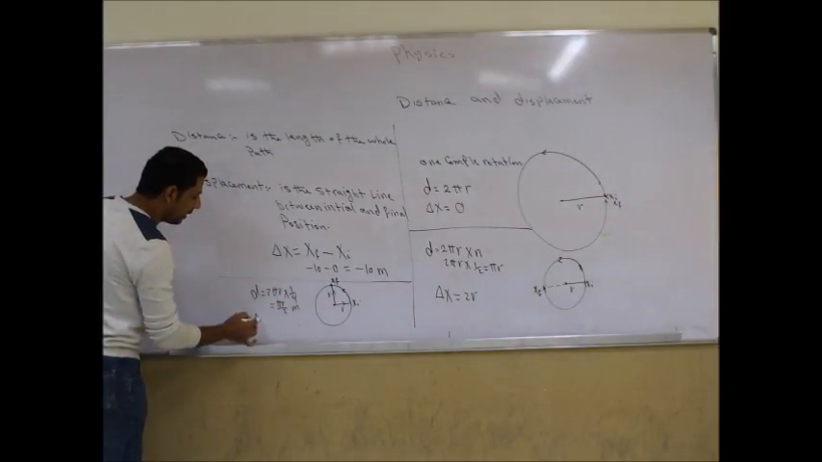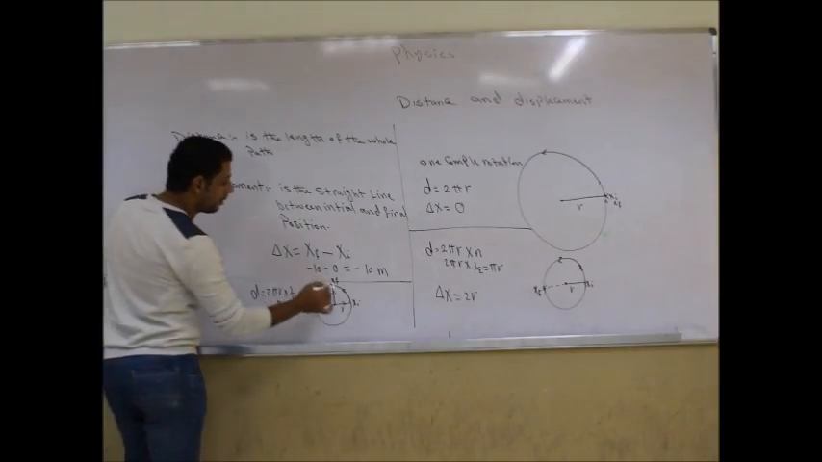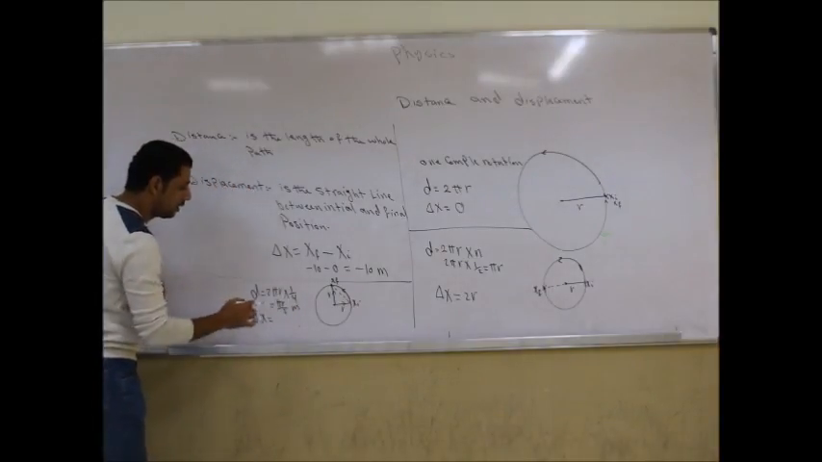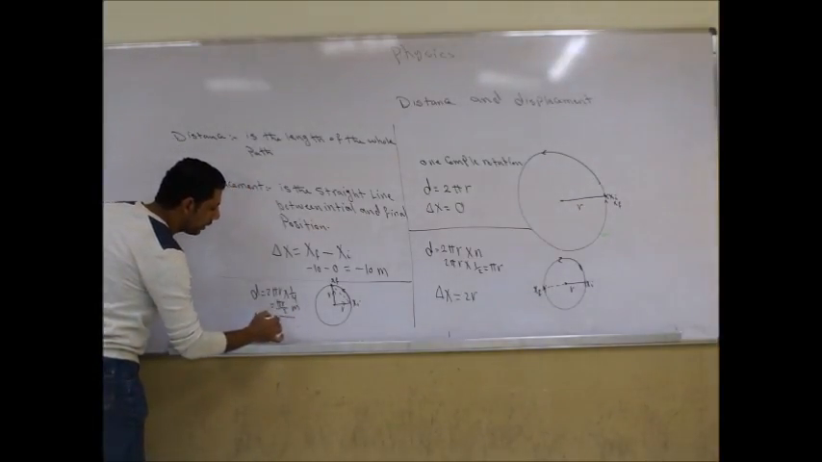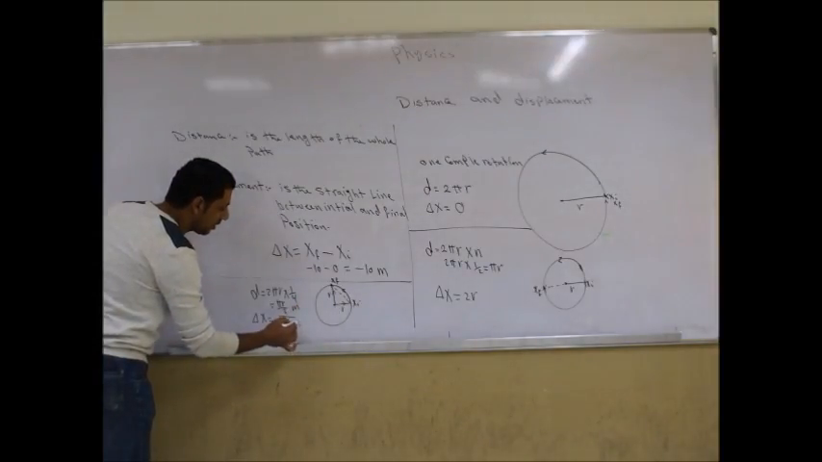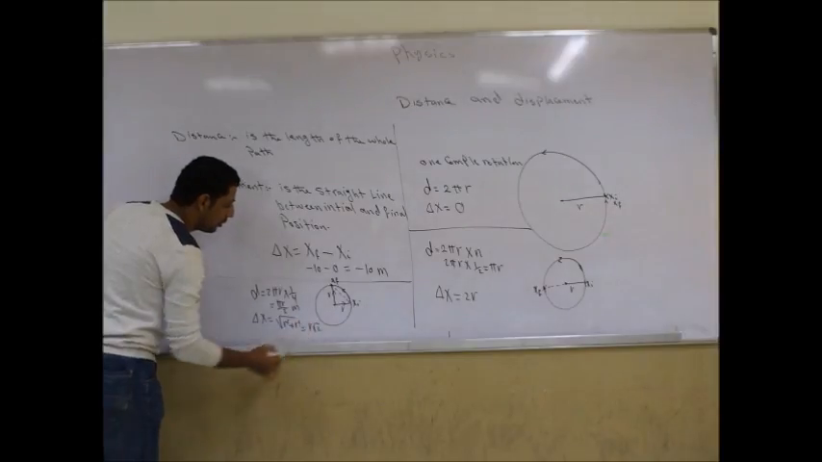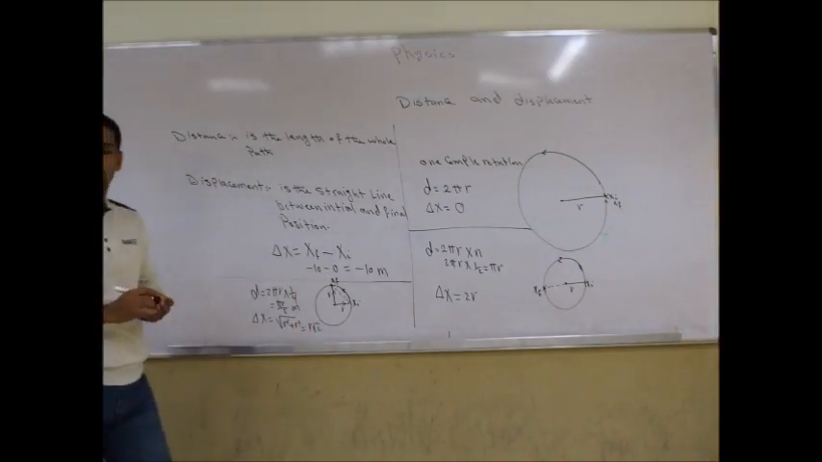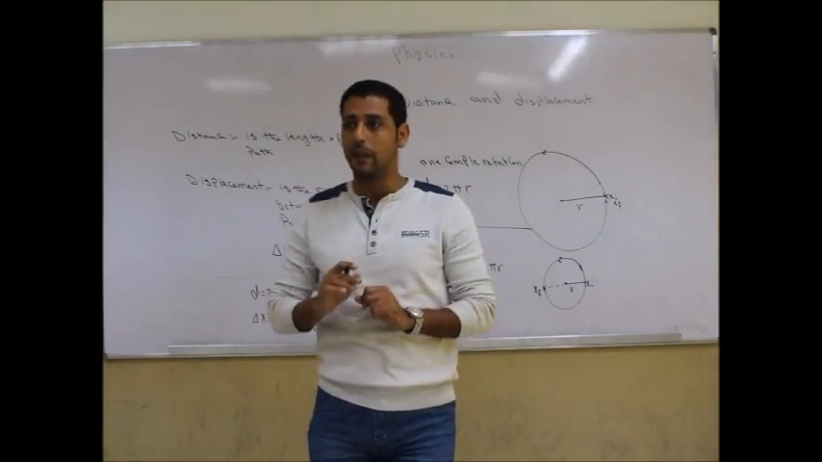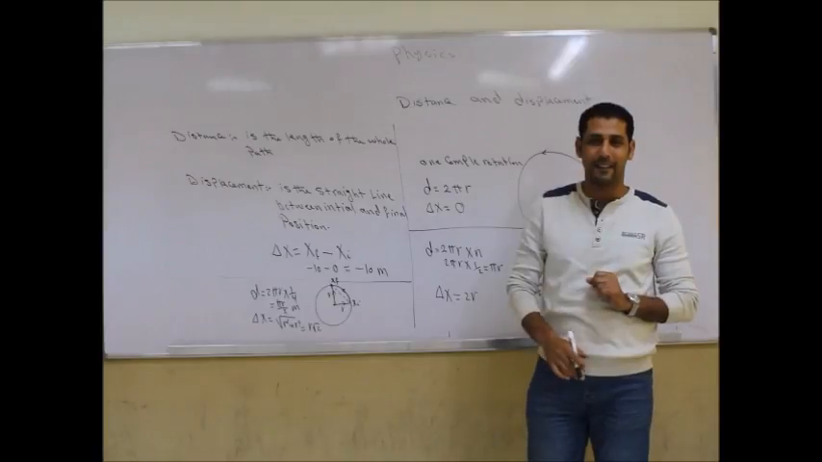What about the displacement? The displacement is the straight line from the initial to the final position. So it will be the square root of r squared plus r squared, which equals r root 2. And this is how we can calculate the distance and displacement for any object moving in a circular path. Thank you.